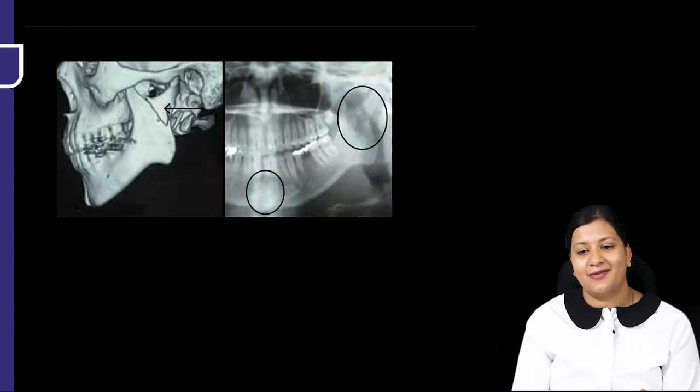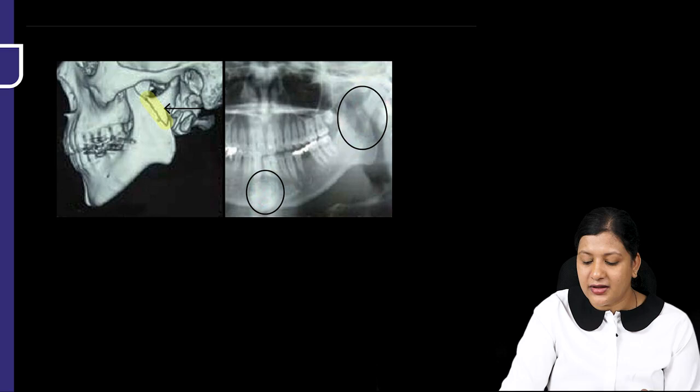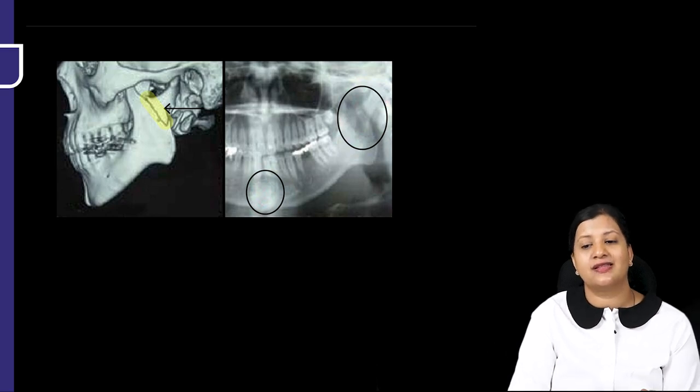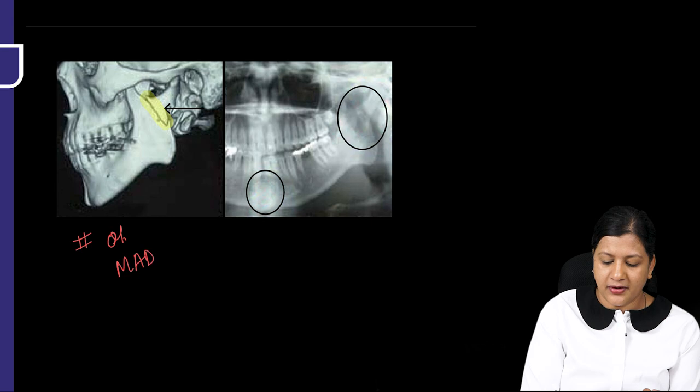Let us see the next image showing you a fracture. So if you see there is a fracture of the mandible, the most common site of fracture is the subcondylar fracture. So this is the most common fracture of the mandible, where you see a subcondylar fracture. So this is the fracture of mandible. And what fracture is this? This is a subcondylar fracture.